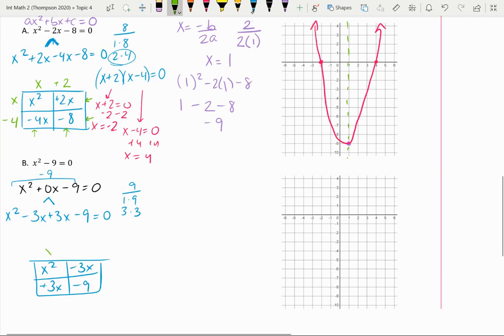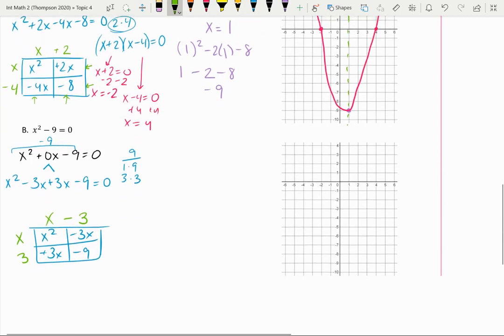x squared plus 3x, I can take out an x. Minus 3x minus 9, I'm going to take out a minus 3. First row, x squared minus 3x, I can take out an x. Next row, 3x minus 9, I can take out a 3. So this factors to x plus 3 times x minus 3, all is equal to 0.